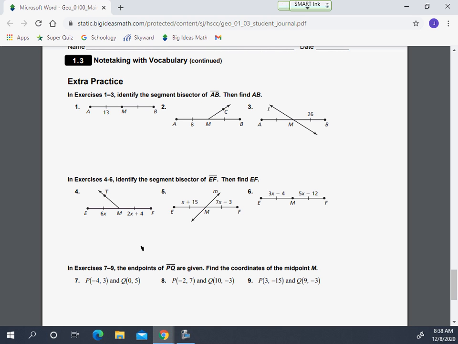Well, so number 1, what is right in the middle? It's point M. Right? So we can say point M is its segment bisector, and AB, well, if AM is 13, then we have to know this is 13. And 13 plus 13 is 26. Sorry. AB is 26.